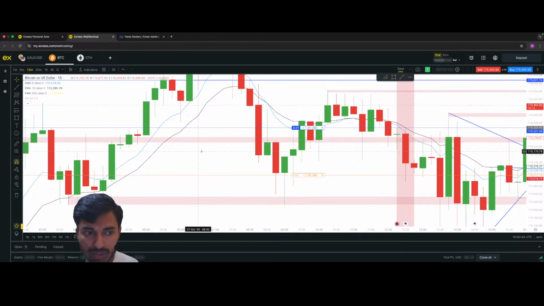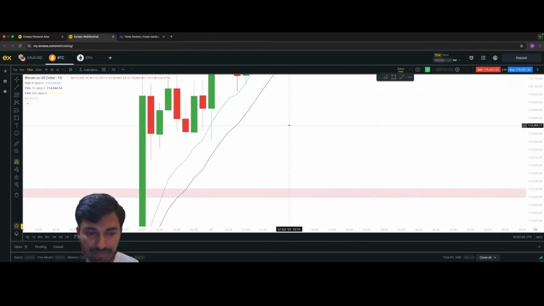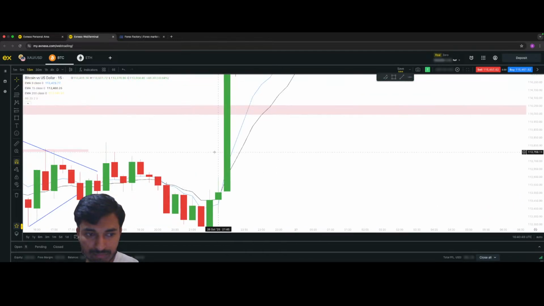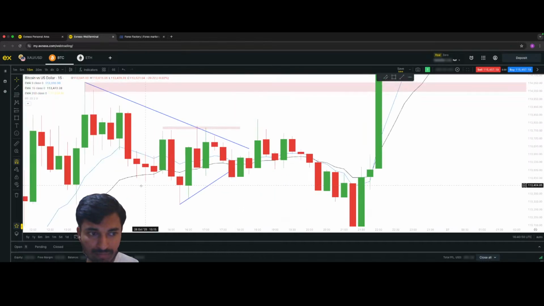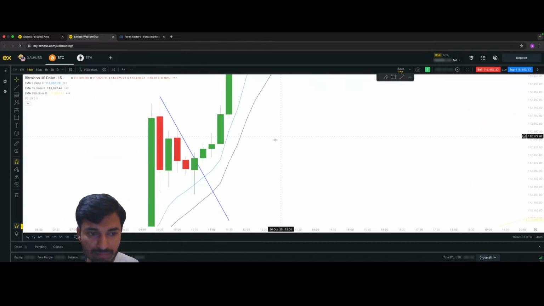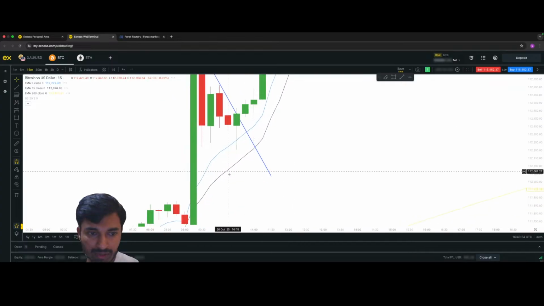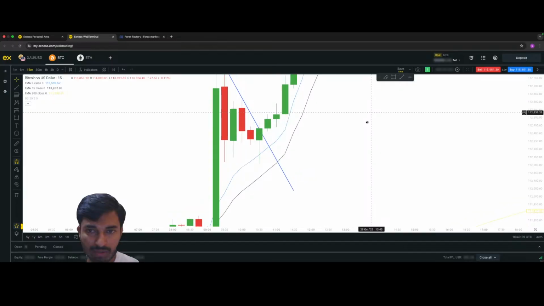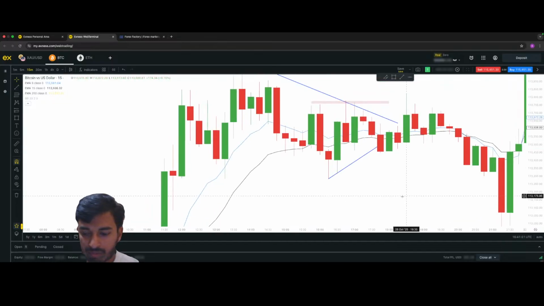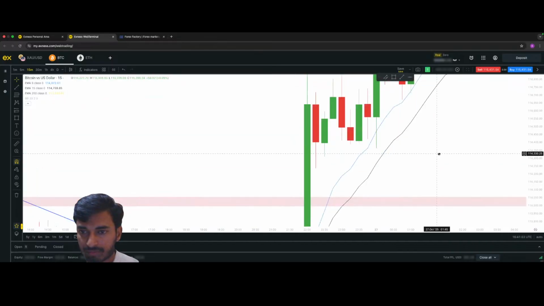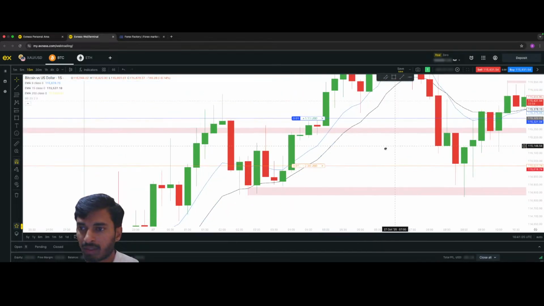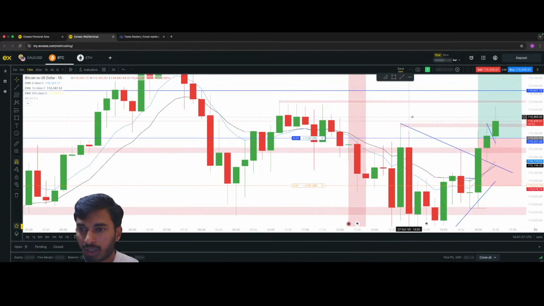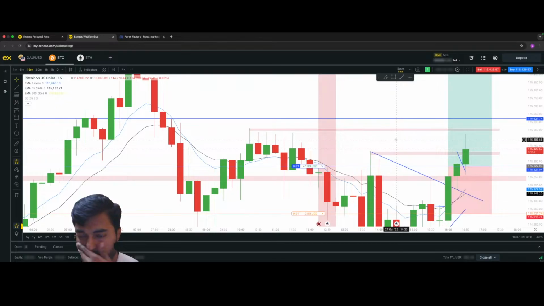If it is bullish, see how it has given. If it is bullish, it is taking support over here. Support, support, support, then it is bullish, bullish, bullish. So this is like a formula. We have to stick to this.